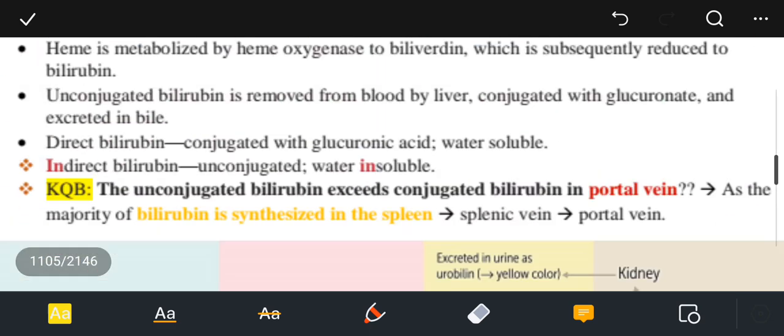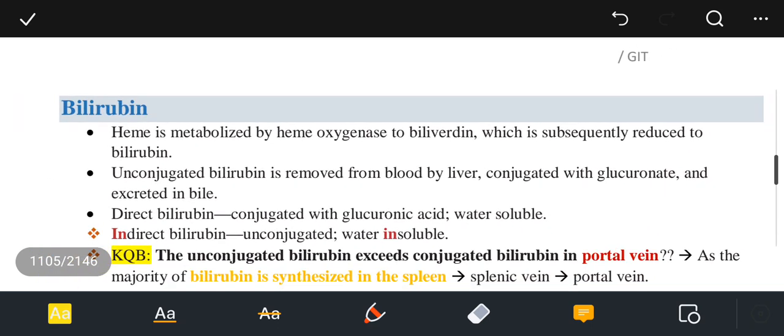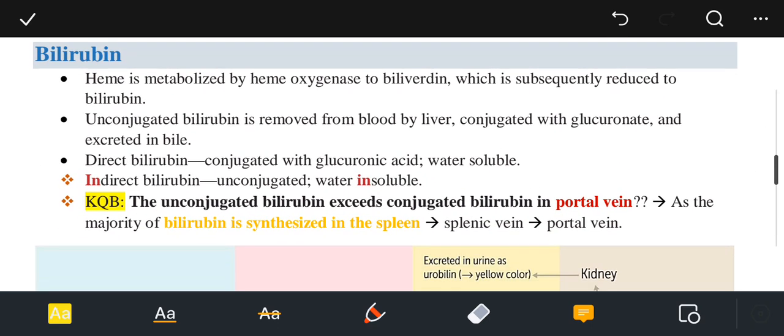Now moving forward to the next point, that is about bilirubin. Heme is metabolized by heme oxygenase to biliverdin, which is subsequently reduced to bilirubin. Unconjugated bilirubin is removed from the blood by the liver, conjugated with glucuronate and excreted in the bile. Direct bilirubin is conjugated with glucuronic acid, and that is water soluble. Indirect bilirubin is unconjugated and water insoluble.